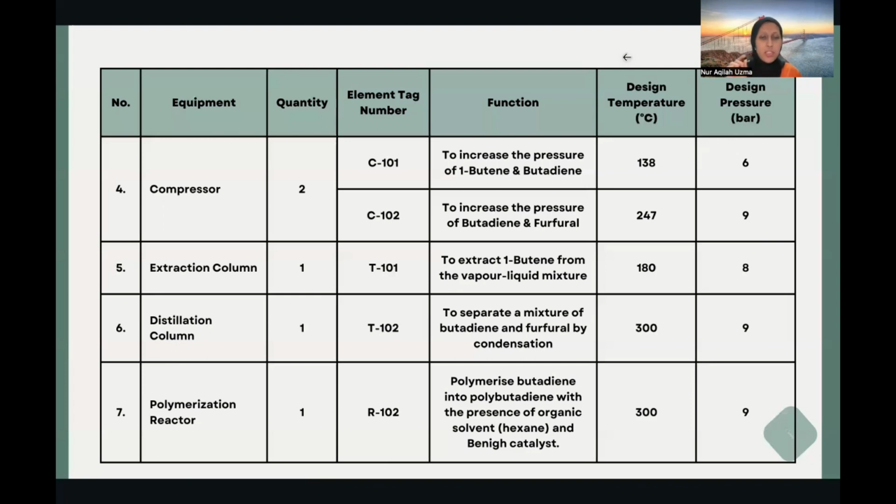Lastly, we have the polymerization reactor, which is crucial for our process, with the element tag number R102. Its function is to polymerize butadiene into polybutadiene in the presence of the organic solvent hexane and a catalyst, at a temperature of 300 degrees Celsius and 9 bar.